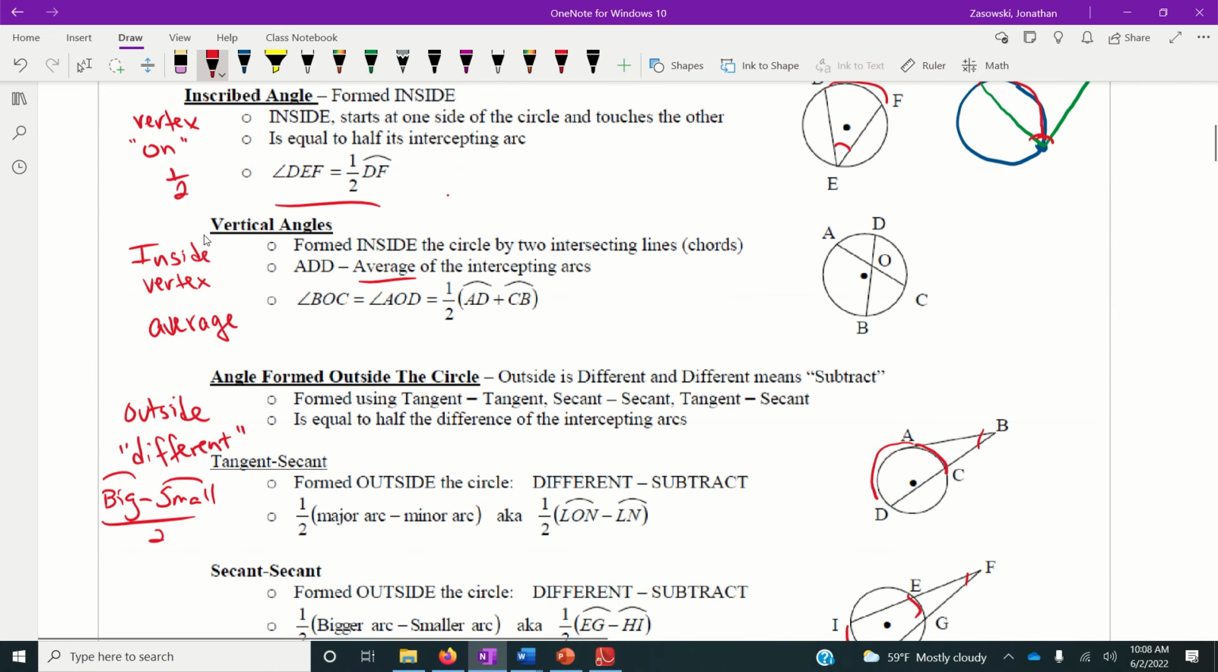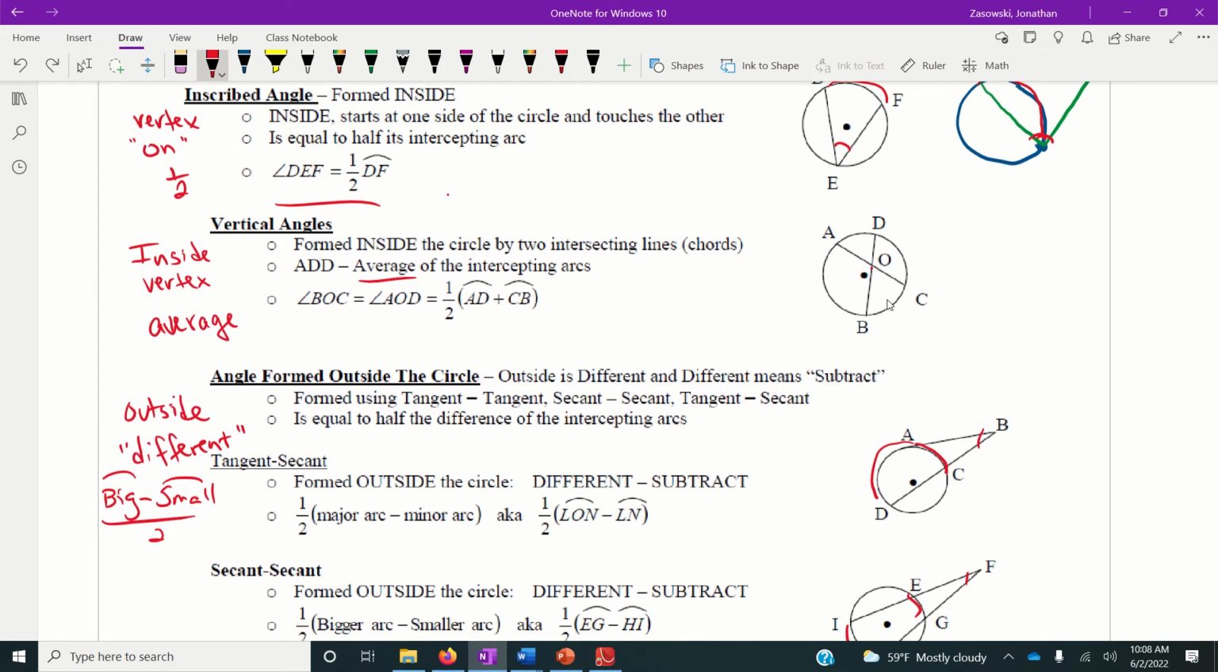Now, if it's inside the circle, it's going to be the average. So if the vertex is located inside, like it is here, we're going to do the average of the two arcs, the intercepted arcs, okay? So if we're looking at angle AOD, we're going to use arcs AD and BC. And if we're using angle AOB, we're going to use these two arcs, AB and DC. So it's always the arcs creating that angle.